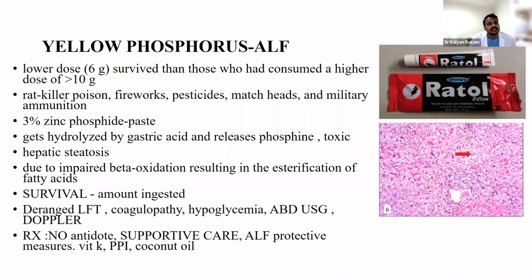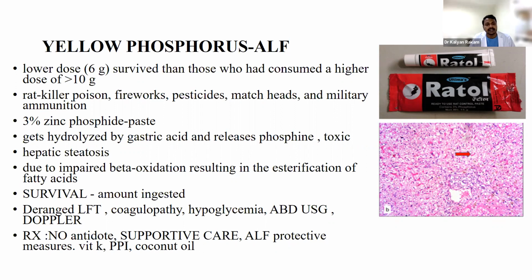Another most important cause is yellow phosphorus, usually what we call rat poison. Even a dose of 6 grams, we have cases where patients have survived, but it is a very lethal poison, and consumption of greater than 10 grams is a very high dose and causes death. It is usually found as a rat killer poison, in fireworks, pesticides, match heads, and also military ammunition. With 3% zinc sulfide based preparations, it gets hydrolyzed by gastric acids and releases phosphine.